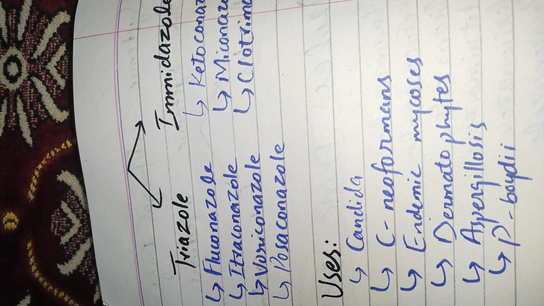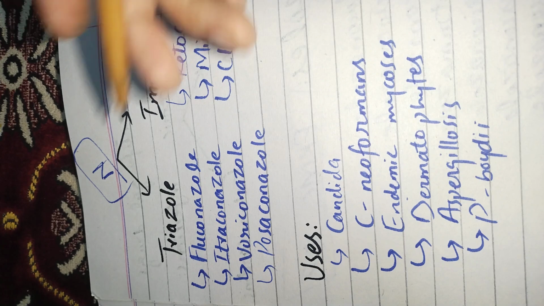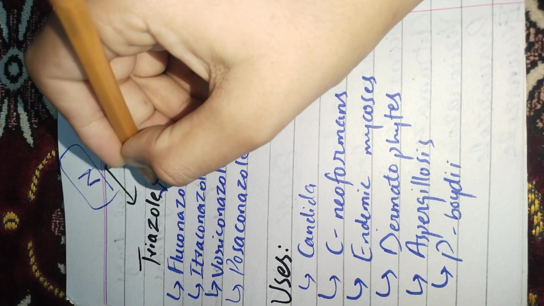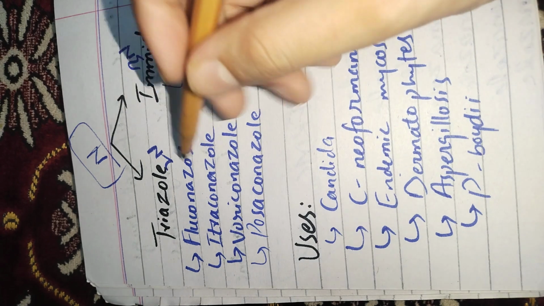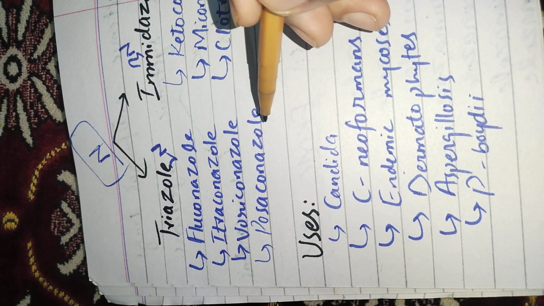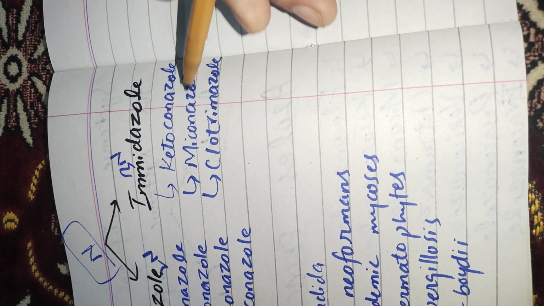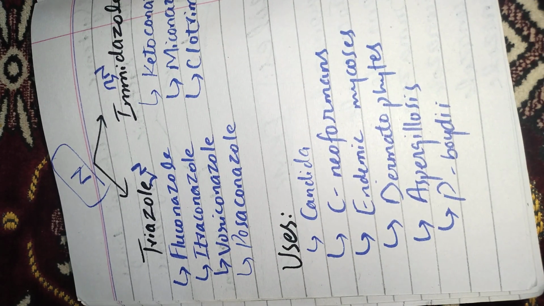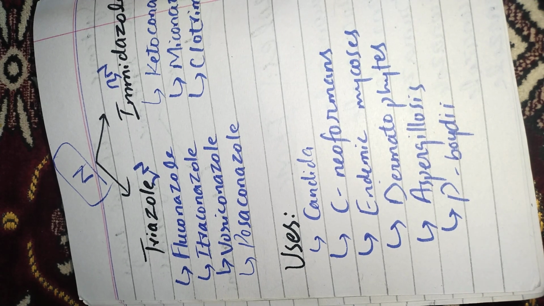Azoles are synthetic compounds. We classify azoles according to the nitrogen atoms in the 5-member azole ring: triazole and imidazole. In triazole we have 3 nitrogen atoms, while in imidazole we have 2 nitrogen atoms. Triazole consists of fluconazole, itraconazole, voriconazole and posaconazole, while imidazole contains ketoconazole, miconazole and clotrimazole.